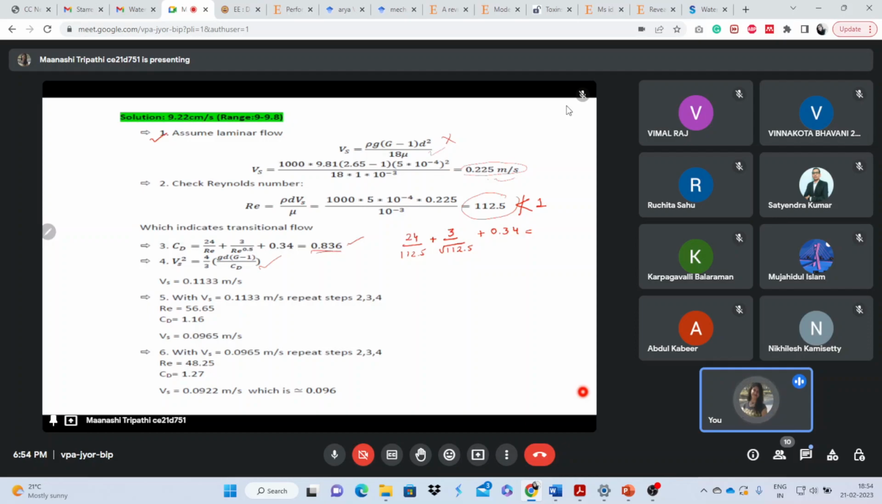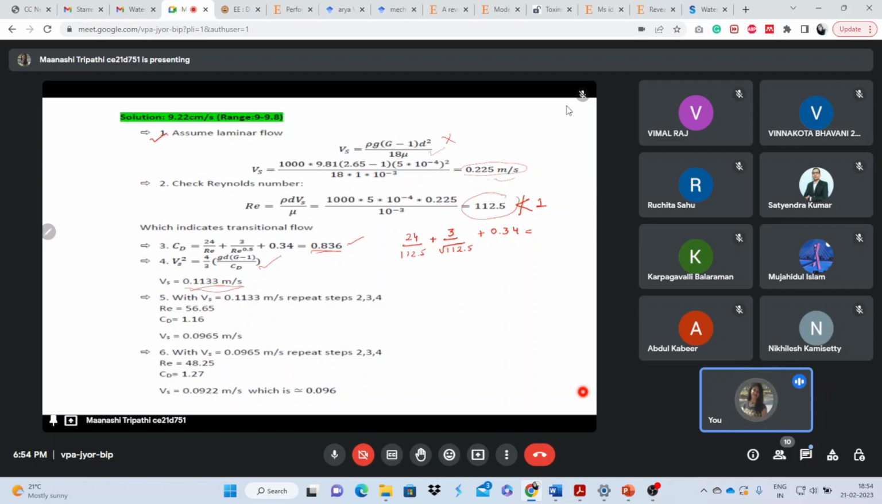So this is how we will calculate CD. After calculating the CD, we will put it in the Vs square equation and we will get the velocity. See, earlier what was the velocity? 0.225 meter per second. Now what did we get? Almost half of that. So that is why we cannot report this.